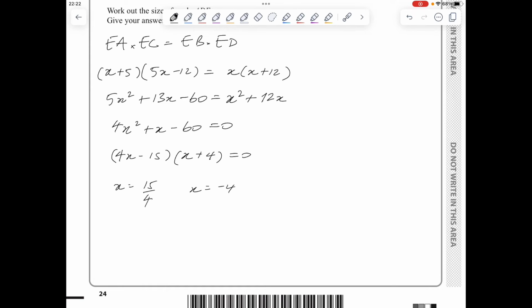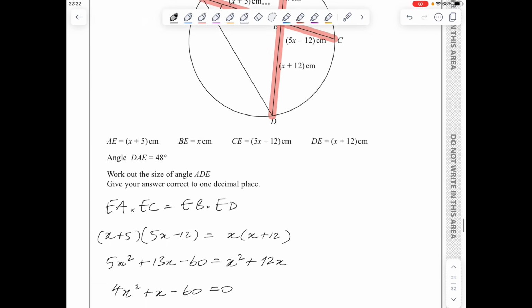Now note that x must be a value that gives positive lengths, and the minus 4 will give me negative lengths. So I'll keep the 15 over 4, as a decimal this is 3.75. So let's go back to the shape and proceed.